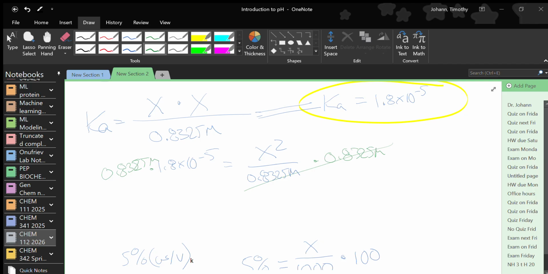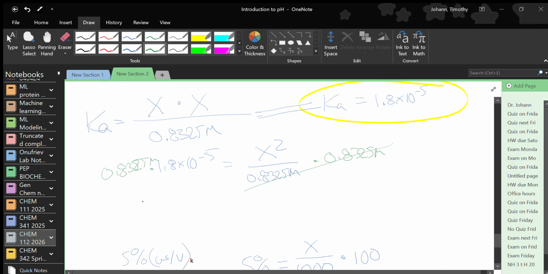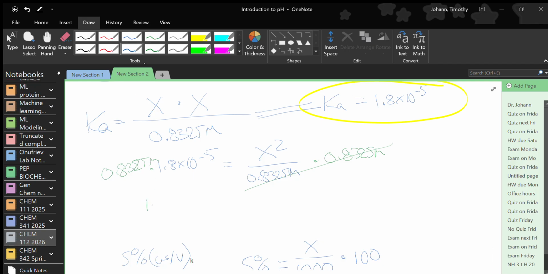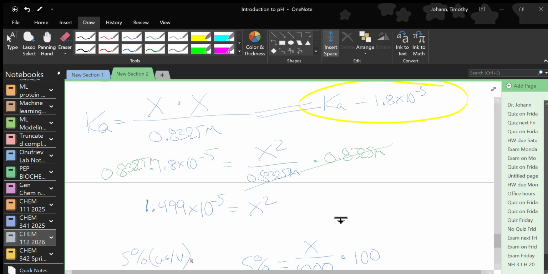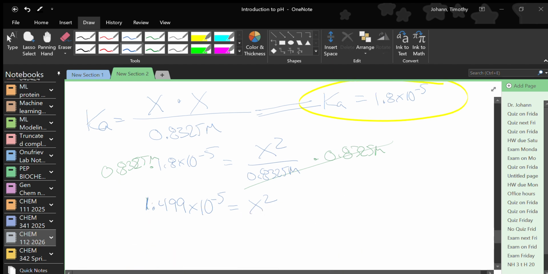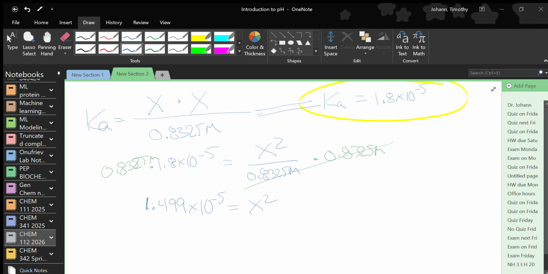And so this over here becomes, I think it's 1.8. If I multiply these two together, I'm going to get 1.499 times 10 to the negative fifth. And that is equal to x squared. And then I put that in my calculator, so 1.499 E. It's good practice for your E key, okay? I had somebody last hour who was having problems with this in this particular case.